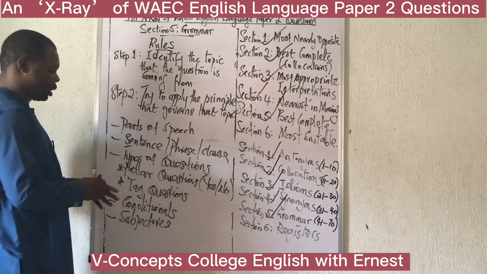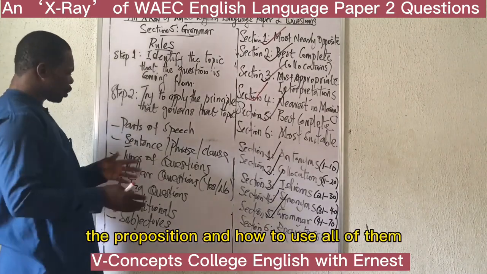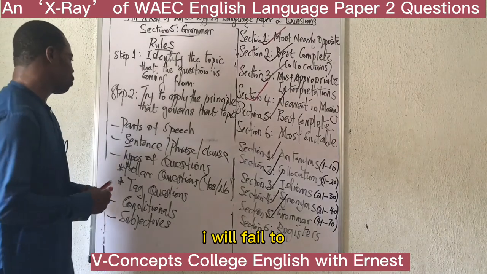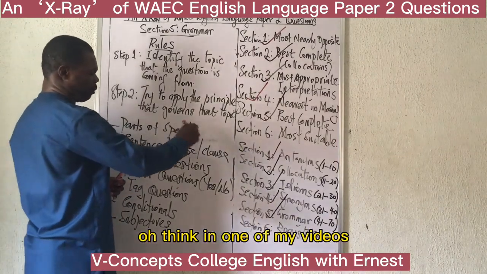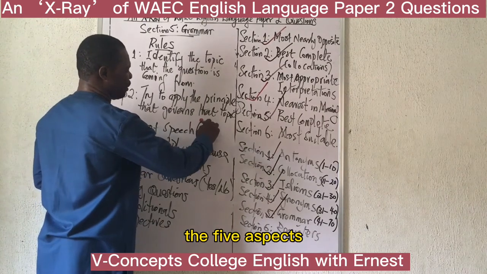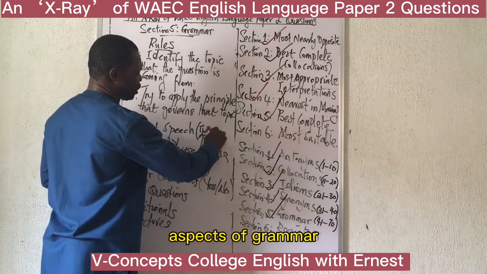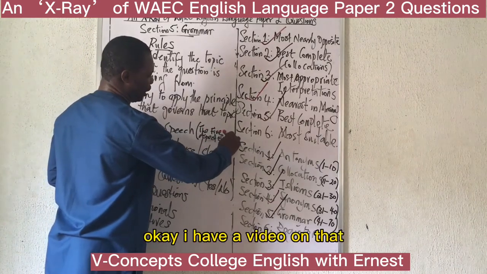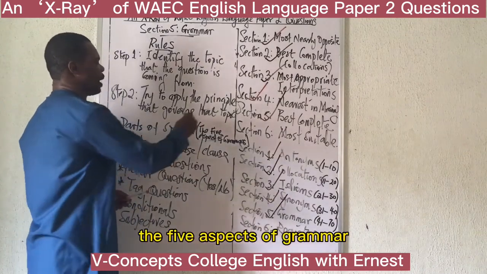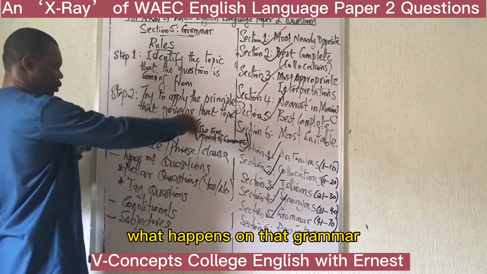Part of speech, the noun, the pronoun, the adjective, the conjunction, the preposition, and how to use all of them. It's very wide. I will refer you to one of my videos that talked about the five aspects of grammar. I have a video on that. The five aspects of grammar can help you to have an overview of what happens under grammar.